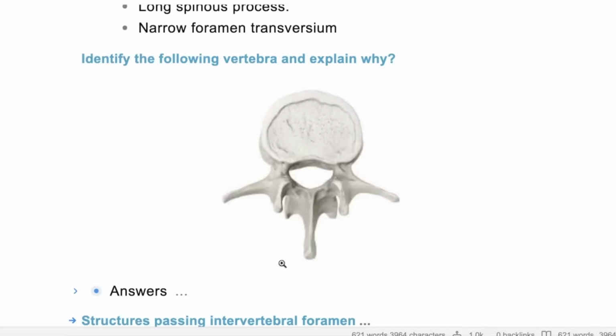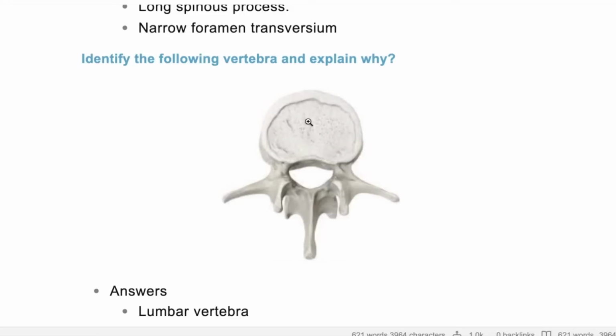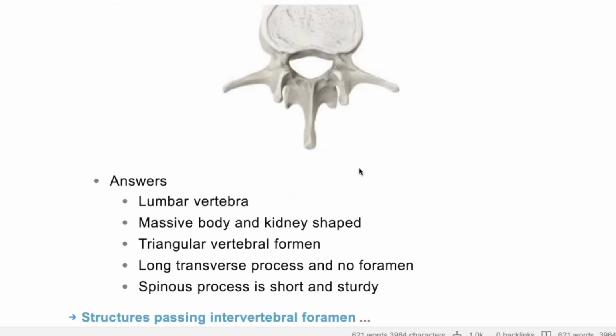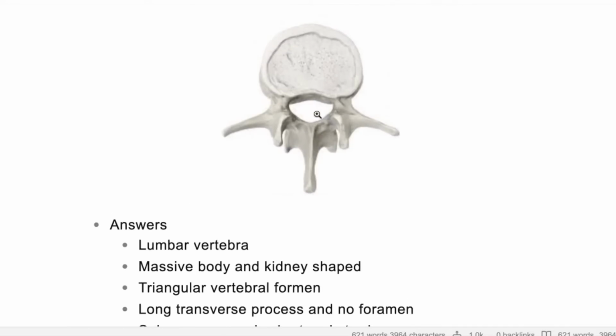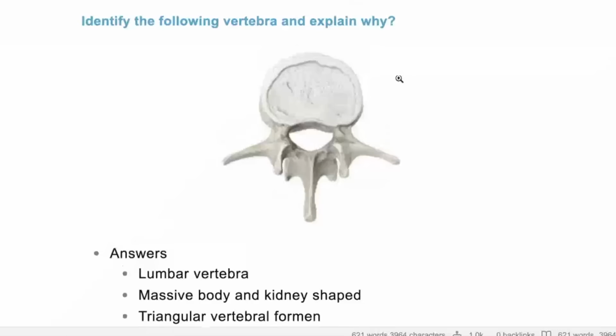This is actually a lumbar vertebra, and the reason why: number one, it has a very big body that is kidney shaped. Number two, it has a triangular foramen. Number three, and most importantly, it has a very long transverse process. It's one of the longest. If you look here, this is the transverse process, and the spinous process is short and thick when you compare it with the thoracic vertebra. Okay, so these are your reasons why this is a lumbar vertebra.